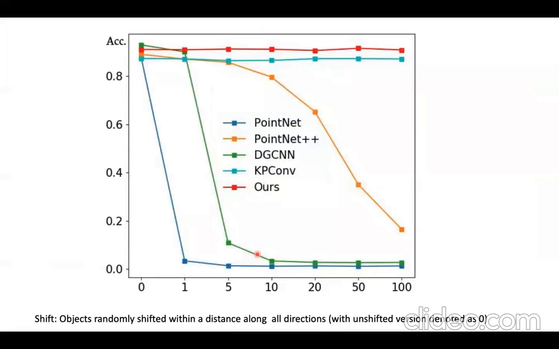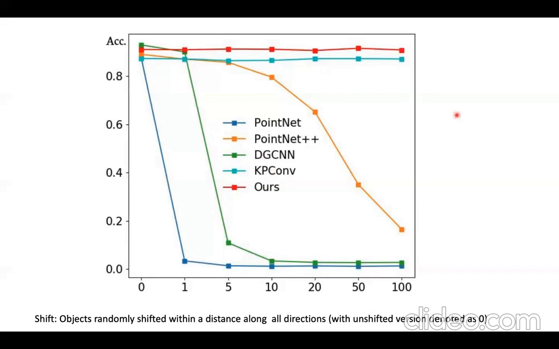Now, we wondered as they didn't have great results for classification or even for segmentation. But now this is where the good results of the paper are. What they do is randomly shift the objects in all directions and feed that as input, and their results are much more stable. Shifting by a distance of 1, 5, 10, or even up to 100, their results are very stable and much better than KPConv.